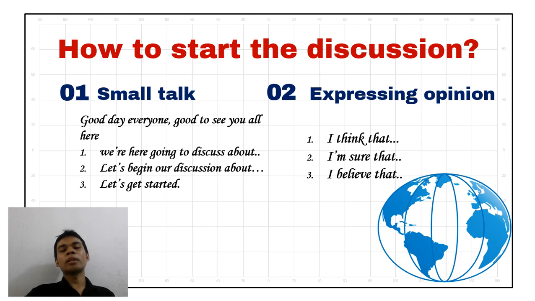You can express your opinion by saying, I think that. If the topic is online or offline class, we can say, I think that online class is better than offline class. Then you share your reason why online class is better. You can also say, I'm sure that online class is better than offline class. Why? Then you give the reason why you choose online class. Or you can say, I believe that, and so on. So this is how to express your opinion in a group discussion.